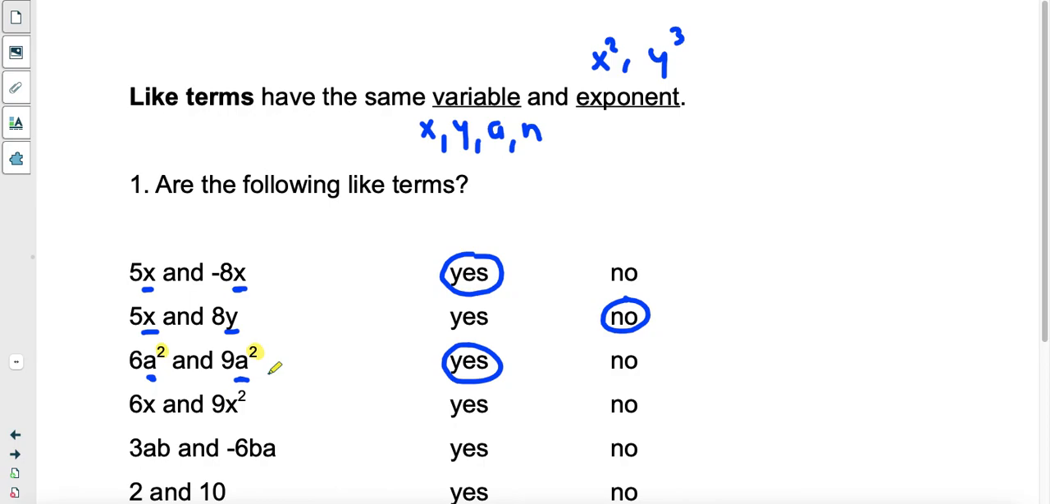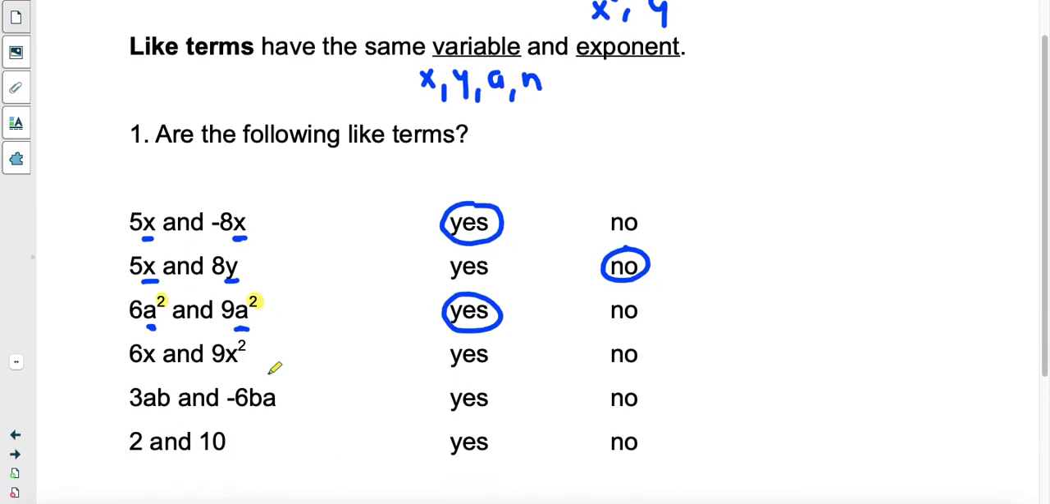Okay, next one, 6x and 9x squared. In this example, both of these do have the same letter, but they do not have the same exponent, right? Because this one has an exponent of 2, and this one, x. Remember, if you just see an x, that's just to the exponent of 1. So we can clearly see that these do not have the same exponent, so they are not like terms.